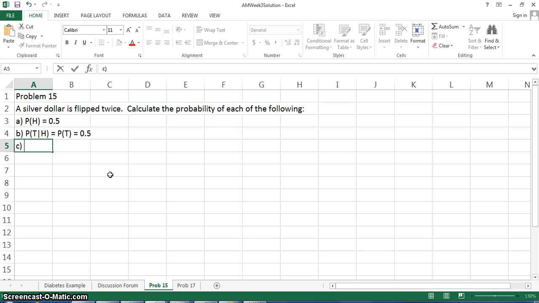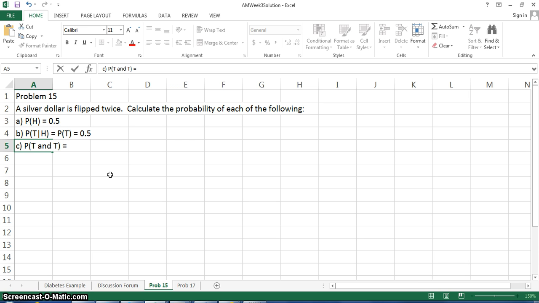Part C, what is the probability of getting two tails? So we want the probability of getting a tail on the first flip and a tail on the second flip. In this case, we can use the multiplication rule of probability for independent events. We know that these two events are independent.